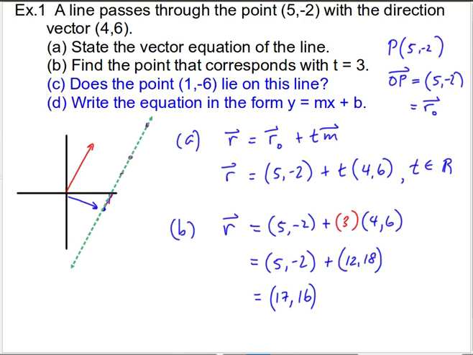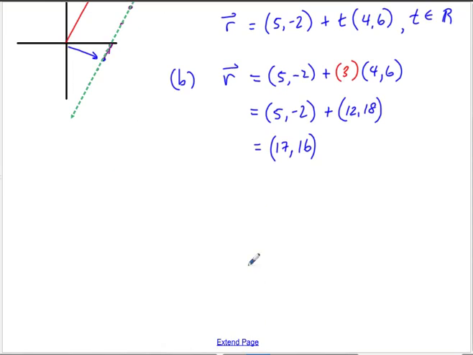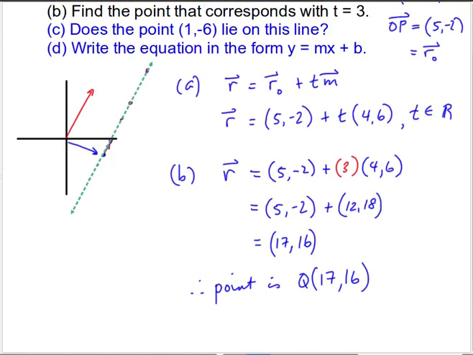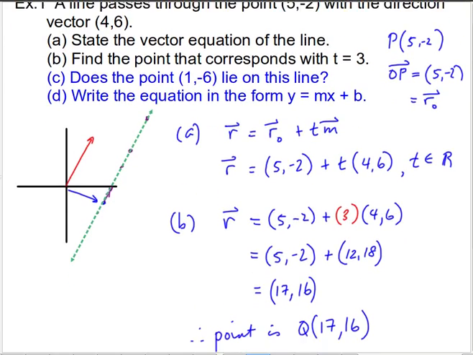And since this is the vector to the point, therefore the point is, I'm going to call that Q, 17, 16. I don't really even need to give it a label. I just want to make it clear that there's a difference between a vector and a point here. It's a subtle difference. The numbers look the same, but there is a difference.